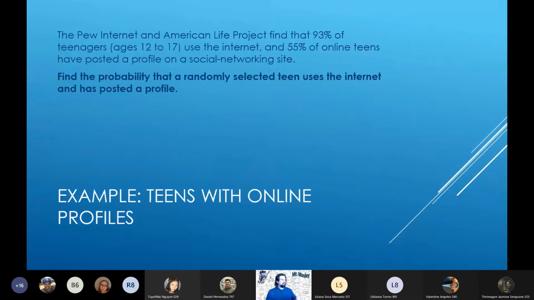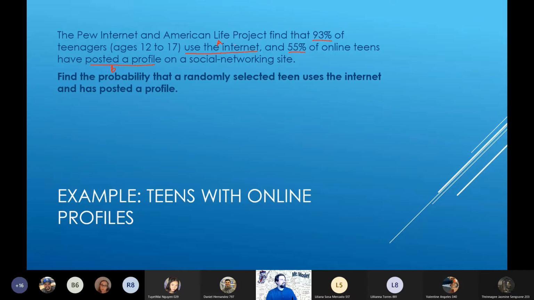So let's do an example. The Pew Internet and American Life Project found that 93% of teenagers ages 12 to 17 use the internet. 55% of all teens have posted a profile on a social networking site. Before I get to the problem, what are the known probabilities based on the context? I'm going to say using the internet, call that event A, posting a profile, call that event B.